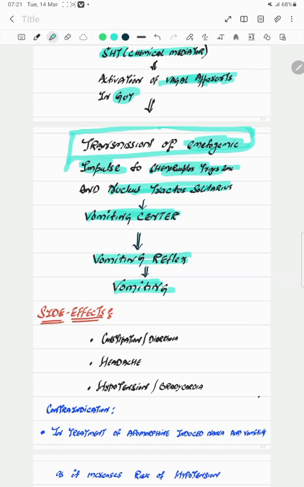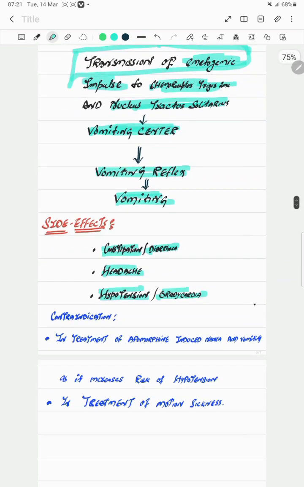Now about side effects. The common side effects of ondansetron are constipation, diarrhea, headache, hypotension, and bradycardia. Ondansetron is contraindicated in the treatment of apomorphine-induced nausea and vomiting, because in these patients it increases the risk of hypotension. It's also contraindicated in the treatment of motion sickness.